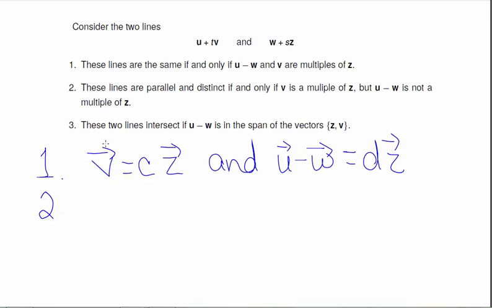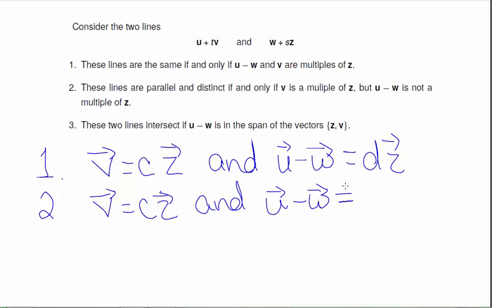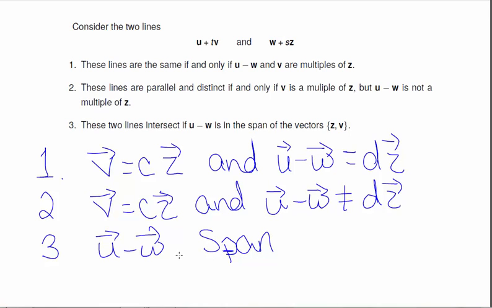The second one, they're parallel and distinct if and only if V is a scalar multiple of Z, and U minus W is not a scalar multiple. So I kept the first condition, but not the second. This is like saying that the slope is the same and the y-intercept is the same. Number two, the slope is the same, but they have a different y-intercept. Three is what I just did: U minus W should be in the span of the two vectors, Z and V.